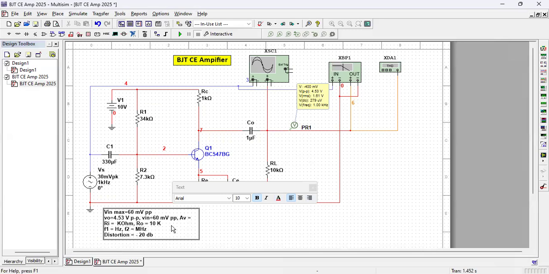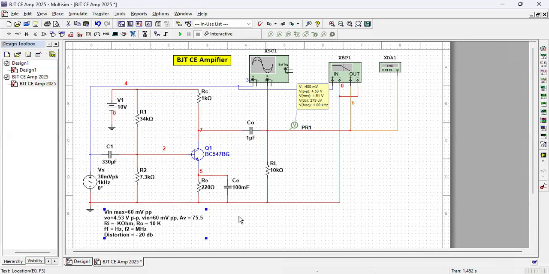Then what is the gain? Voltage gain AV is 4.53 volt by 60 millivolt. You calculate this: 4.530 divided by 60. The gain is 75.5. So gain is 75.5. This is the voltage gain, AV, right? Now, we don't measure current gain here because this is not a current amplifier. Measuring current gain in a voltage amplifier is meaningless.